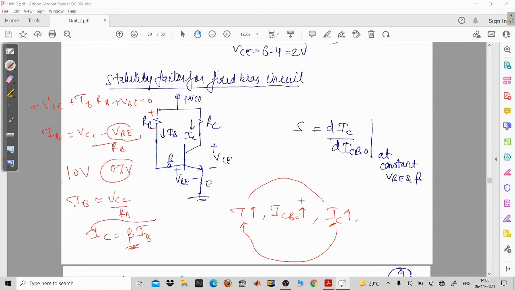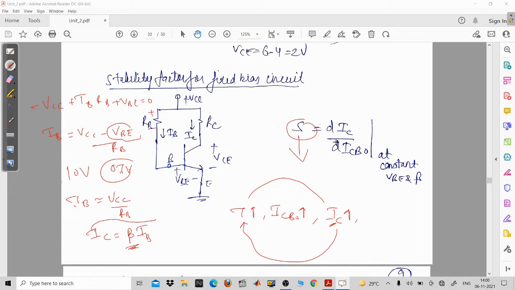So we need to stabilize, but before that we will try to find the stability factor. We have already studied in the previous video that the lower the value of S, the more stable your circuit, or your system, will become. This S value will be small. Now, what is stability factor? Stability factor is defined as the change of collector current with respect to ICBO.